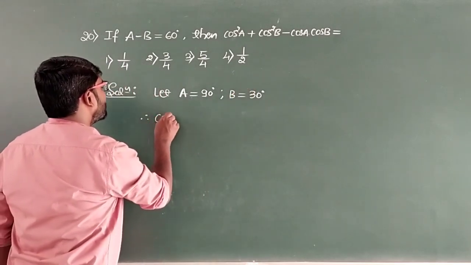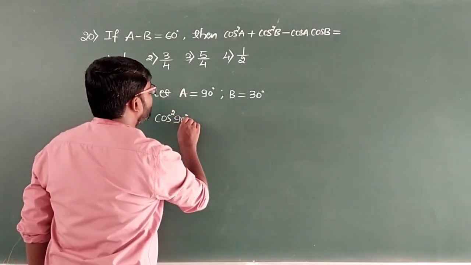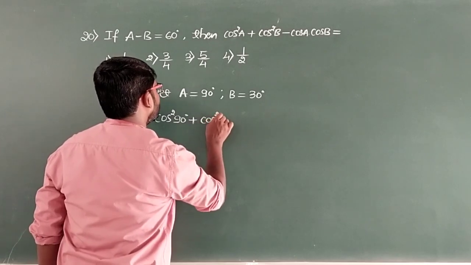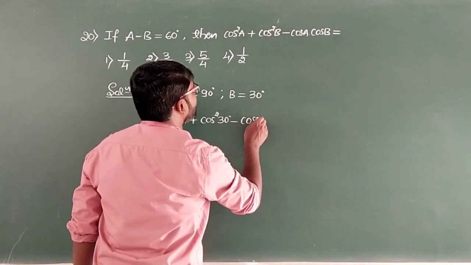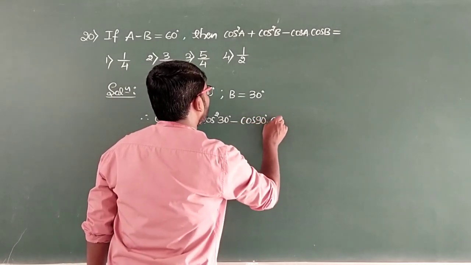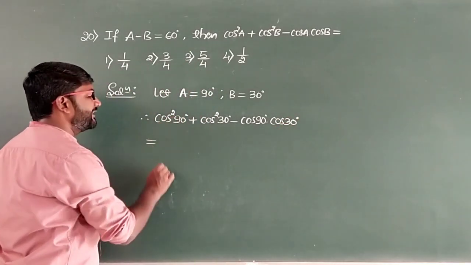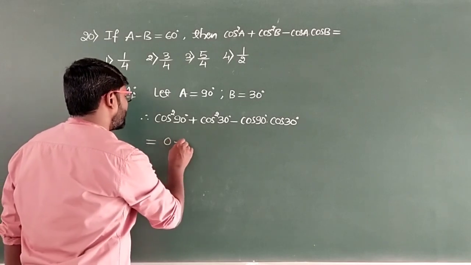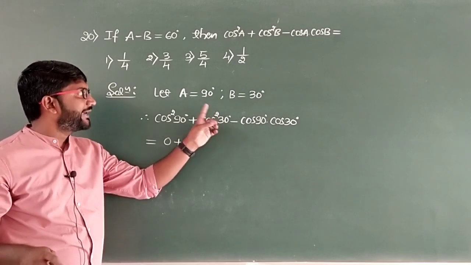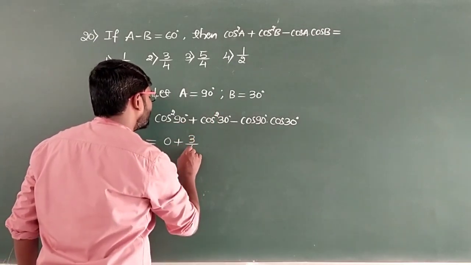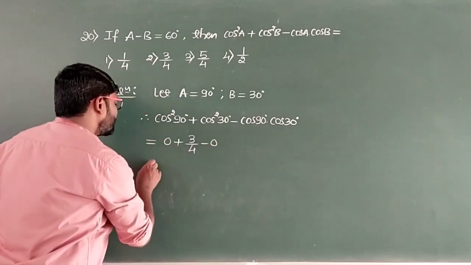Therefore cos square A means it is 90 degree, then plus cos square 30 degree, then minus cos 90 degree into cos 30 degree. So simplify this now. Cos square 90 degree, cos 90 value it is 0, so this will be 0 now, plus cos 30 degree value will be root 3 by 2, but here it is square. That means we get 3 by 4, then minus, again cos 90 is 0, 0 into this term it is 0. So overall what do we have now?